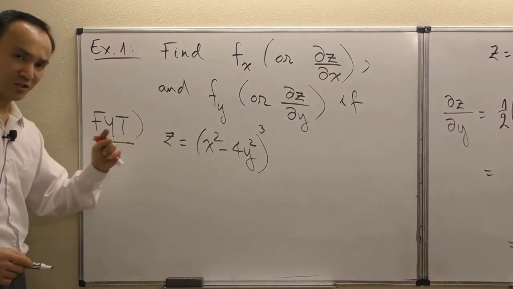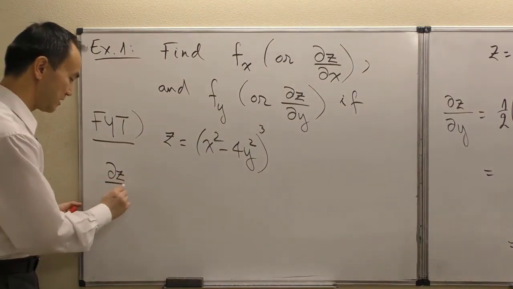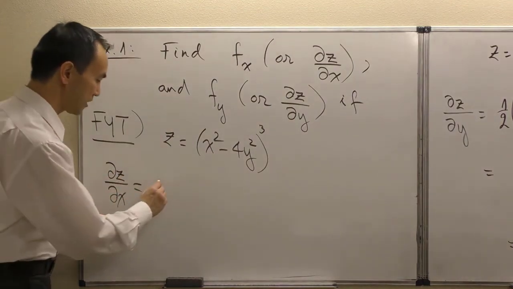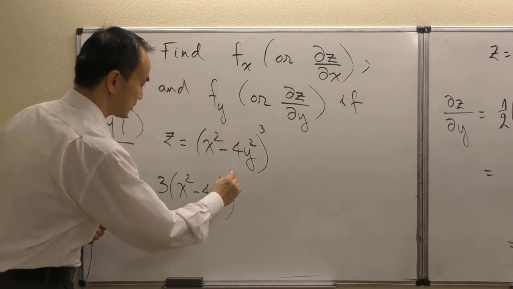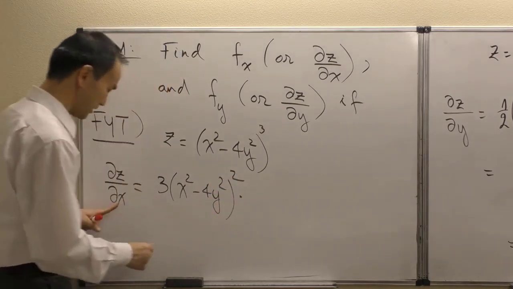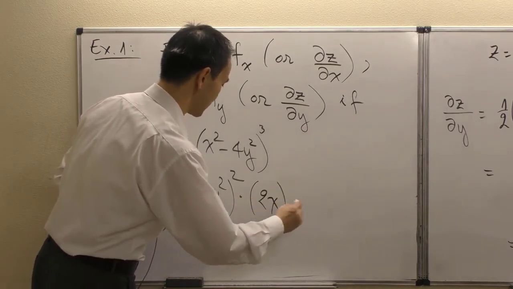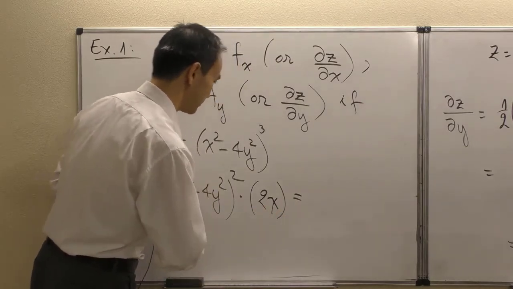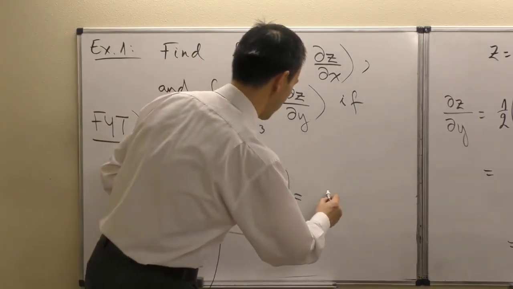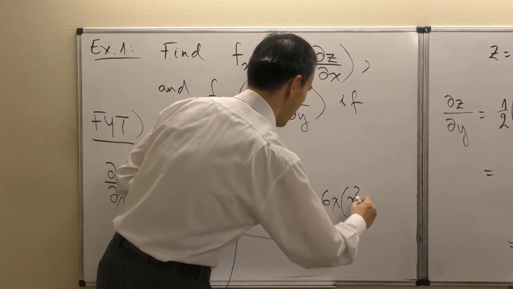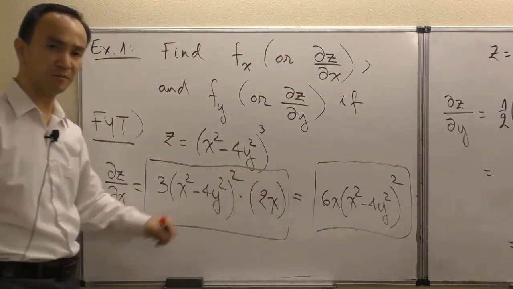All right. So now, assuming you have spent some time and worked on your own problem right there, dz dx is going to be 3 times x squared minus 4y squared, squared, multiplied by, and this is dz dx, 2x. Technically this is the final answer right here, but we can also rewrite all together as 6x times x squared minus 4y squared, squared. That's a different way of writing that, a little bit simpler.